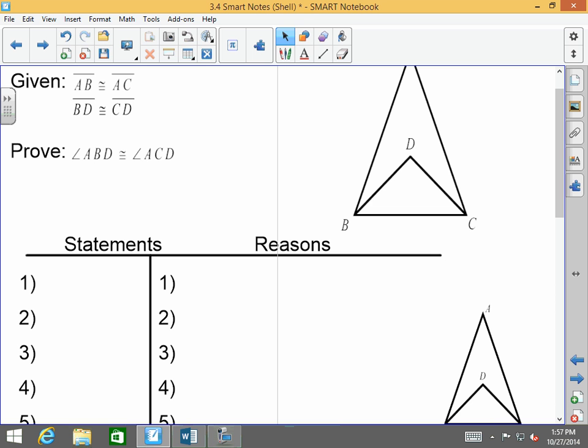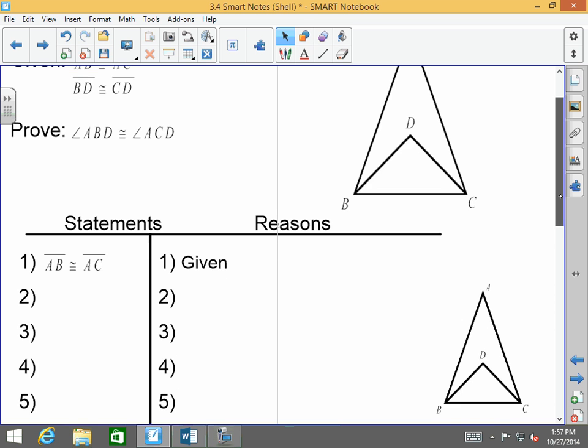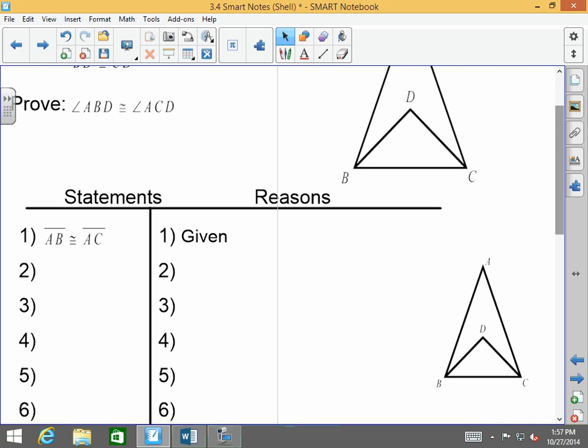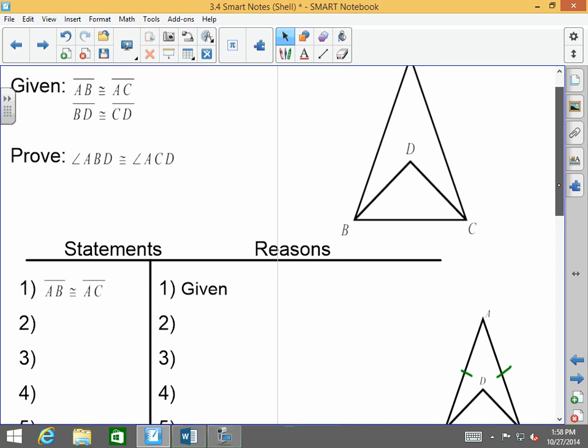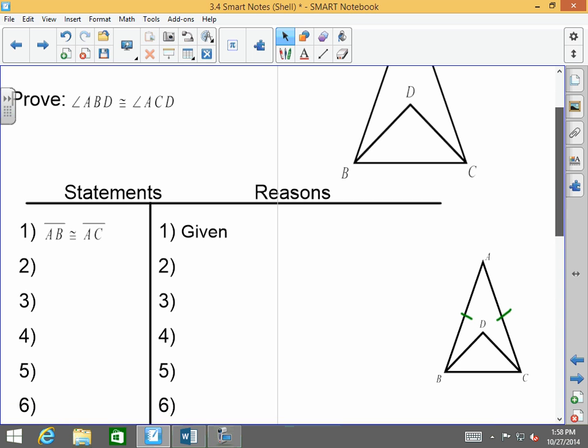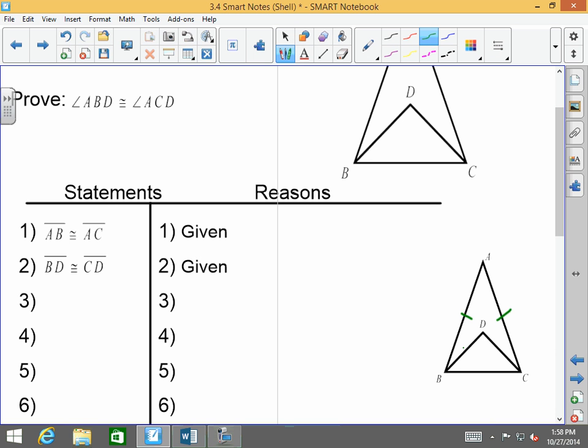First things first, AB, of course, is congruent to AC, and of course, that is given. And you know me, guys, I know I'm a broken record, but I like to label. You have to. So AB is congruent to AC. The second given was BD is congruent to CD, given as well.